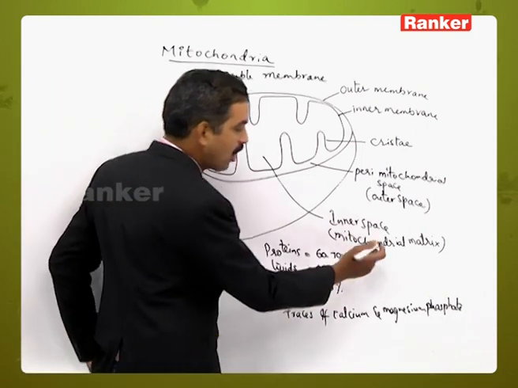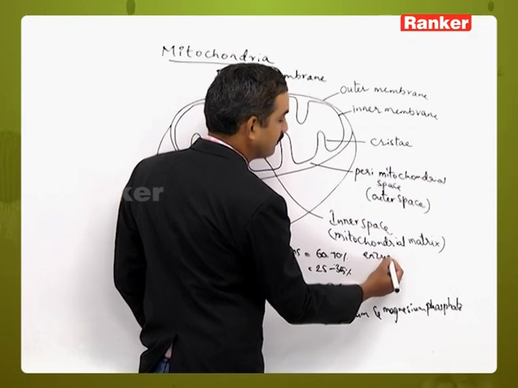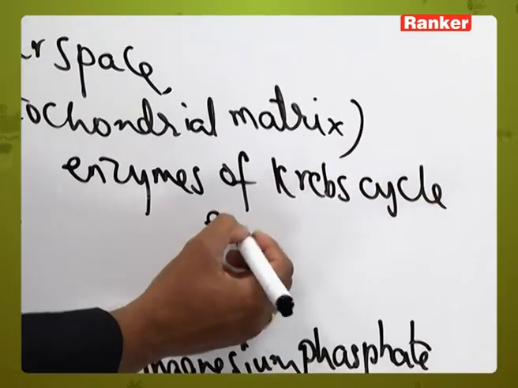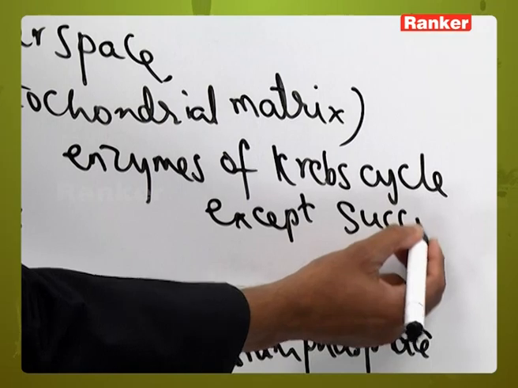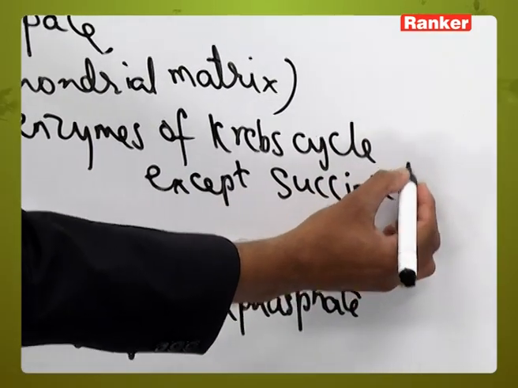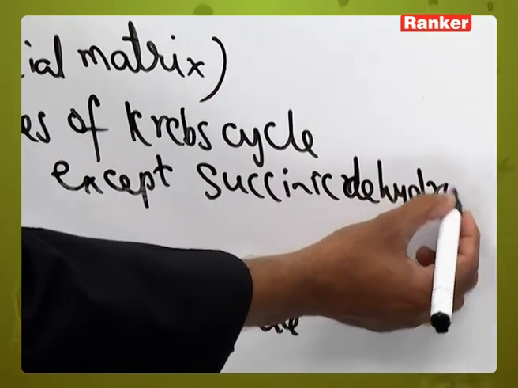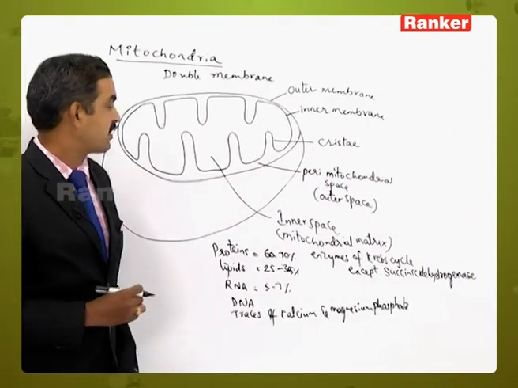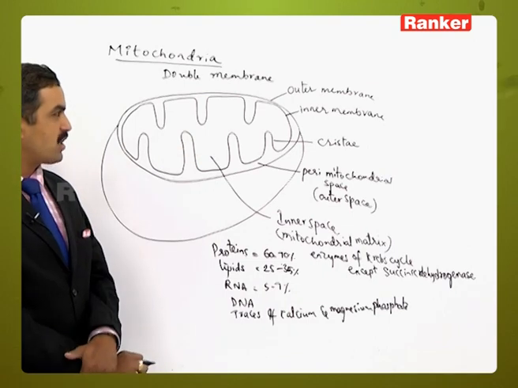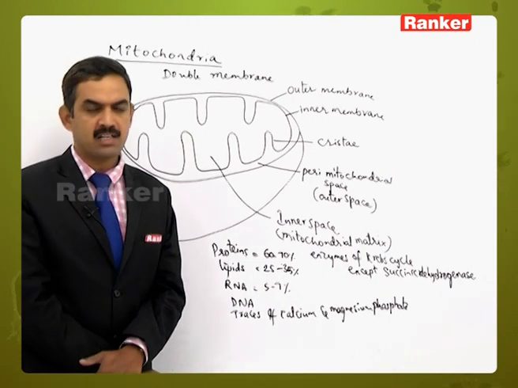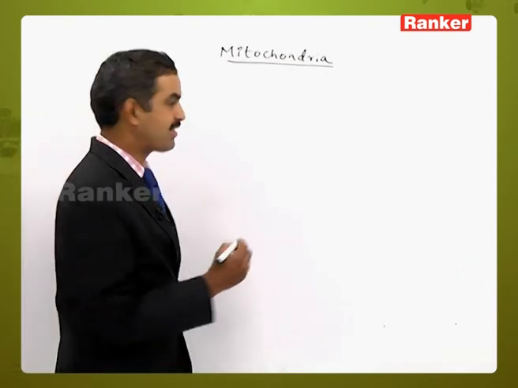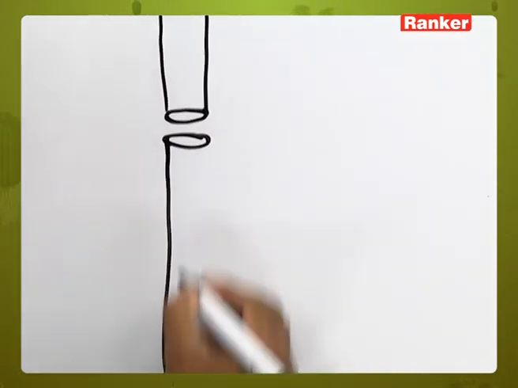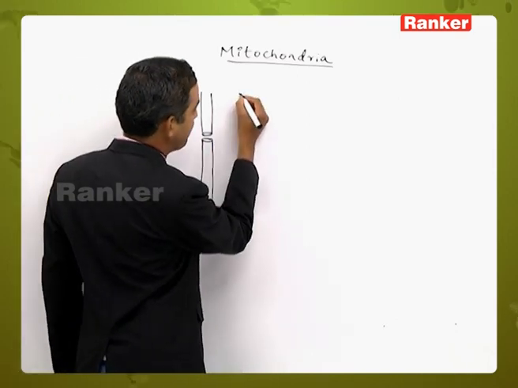Along with that, the inner space also contains the enzymes related to the Krebs cycle, except the succinic dehydrogenase enzyme, because succinic dehydrogenase is present in the inner membrane. This is the organization that we can see here, and on the walls of the inner membrane we can see some specialized particles. Those particles are called oxysomes. If you see the membrane structures, this is the outer membrane where we can see the aquaporins, the porin structure, whereas this is the inner membrane.